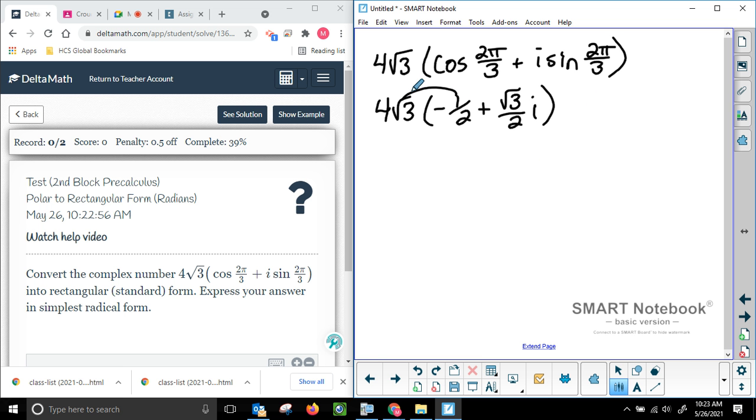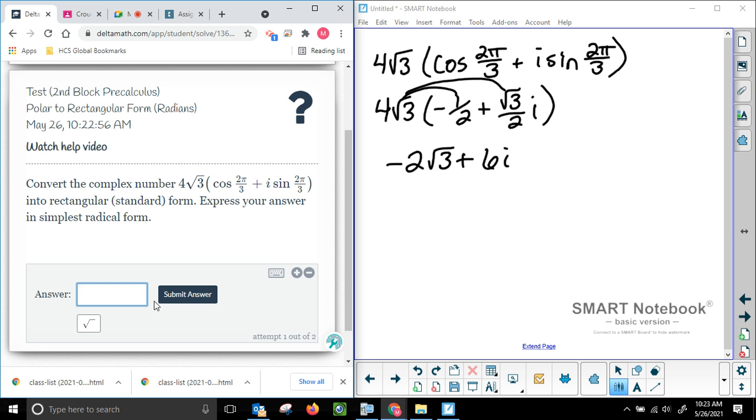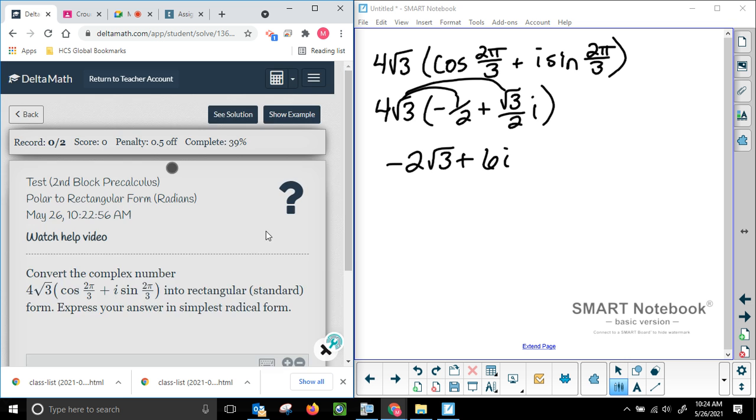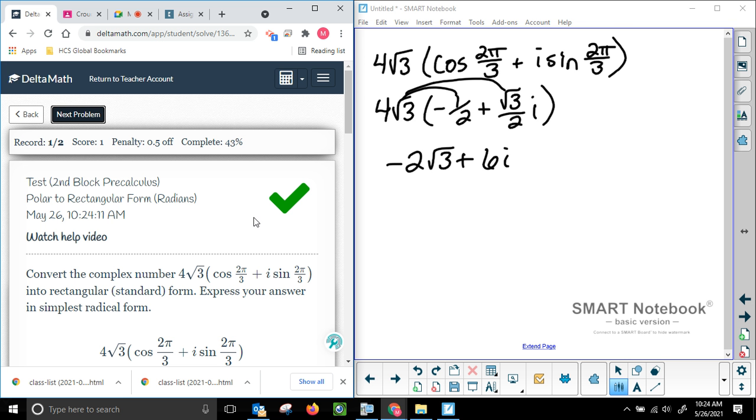Now we go ahead and distribute. So 4 square roots of 3 times negative 1/2 is negative 2 square roots of 3. And 4 square roots of 3 times square root of 3 over 2: the 4 over 2 is going to be 2, and the square root of 3 times the square root of 3 is going to be 3. 2 times 3 is 6, so this would be plus 6i. So we will get negative 2 square roots of 3 plus 6i. Bada bing.